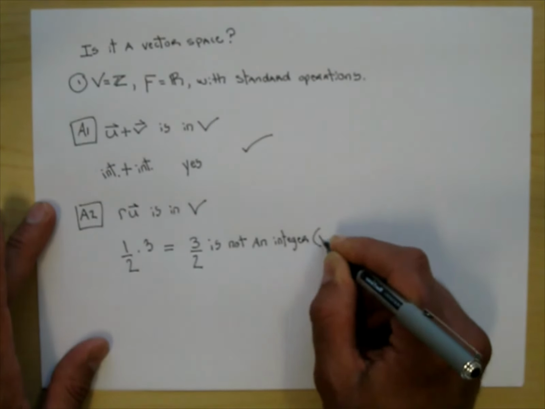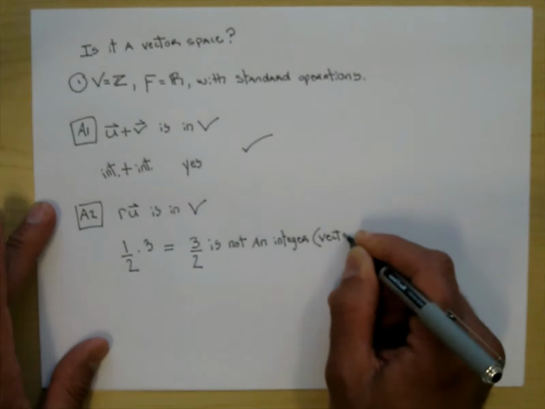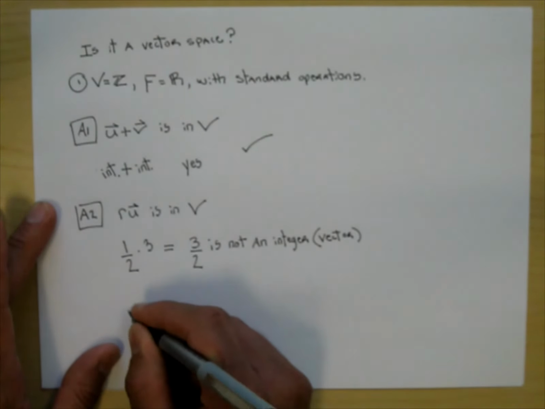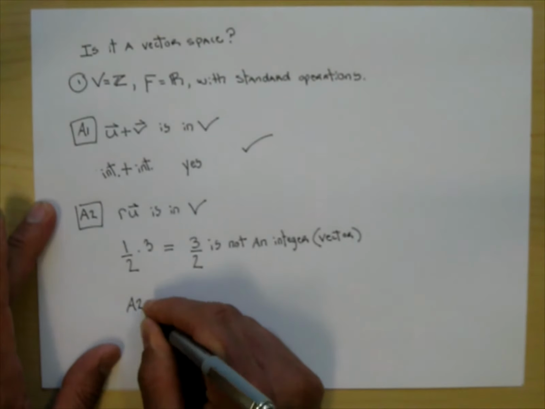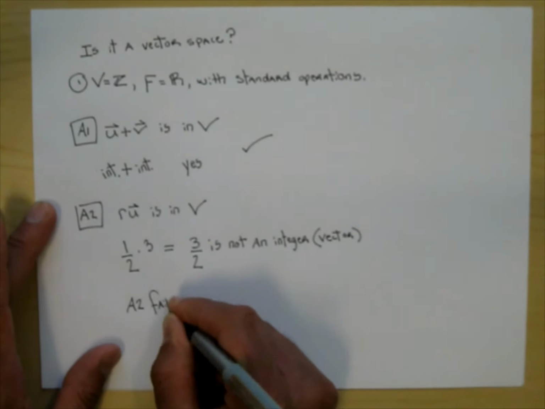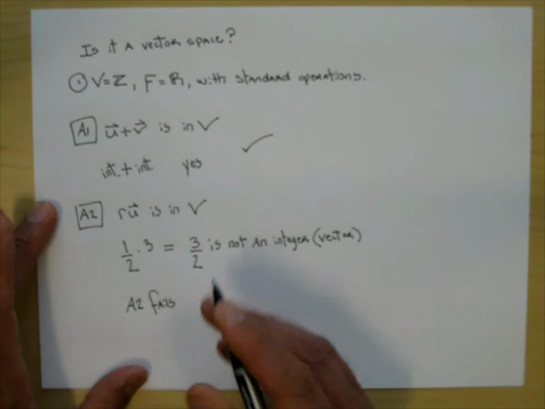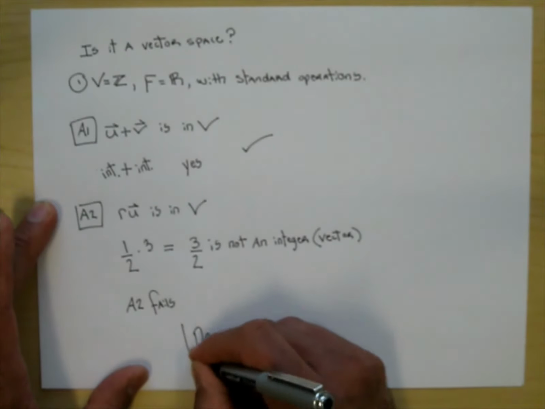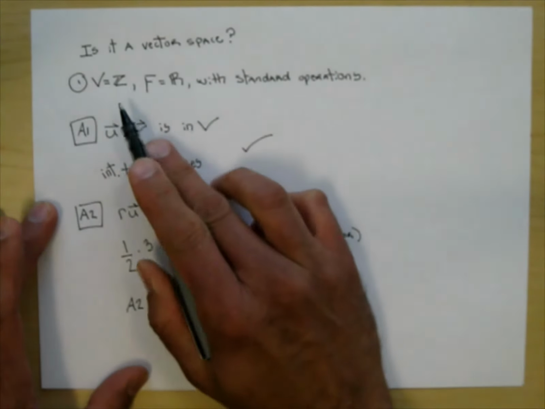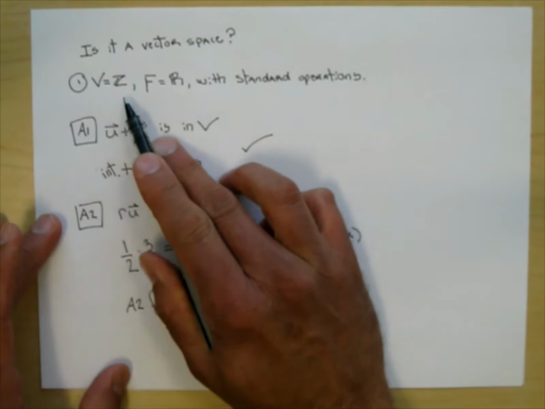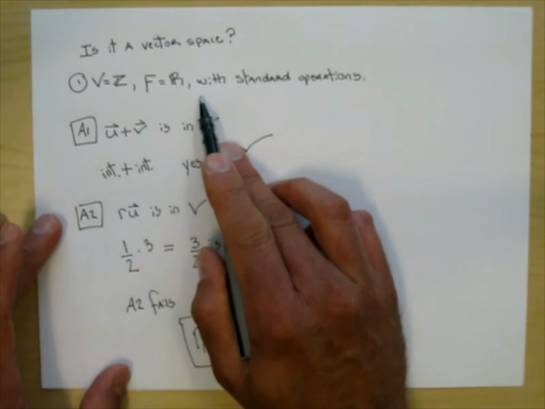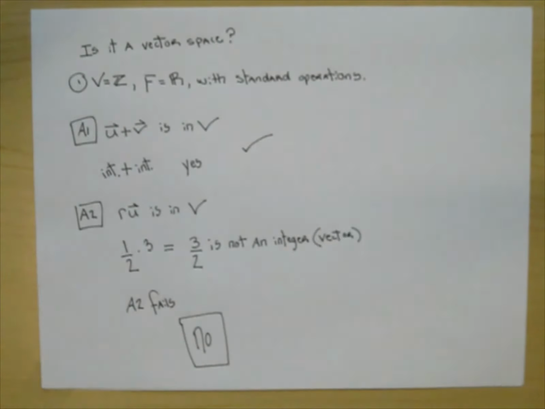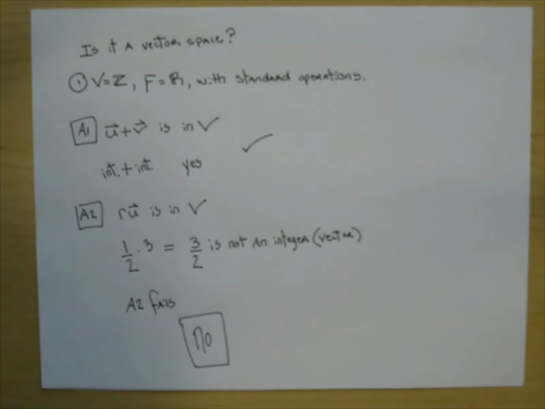Or in this example, that's what we're calling vectors. It's not a vector. So guess what? Axiom 2 fails. And so the answer to this, is it a vector space? The answer is no. This thing where your vectors are integers and your scalars are real numbers and you've got standard operations is not a vector space. Let's go ahead and do another problem.